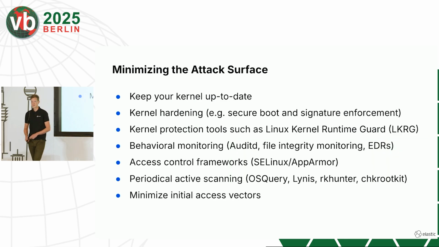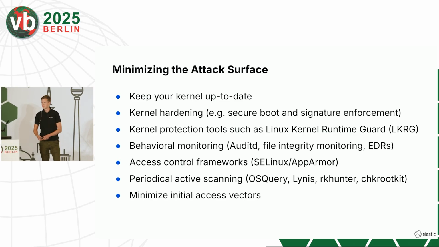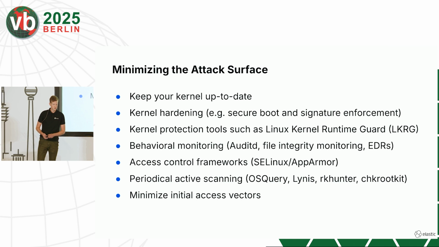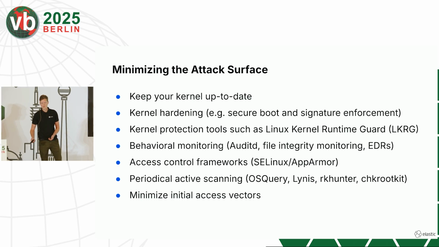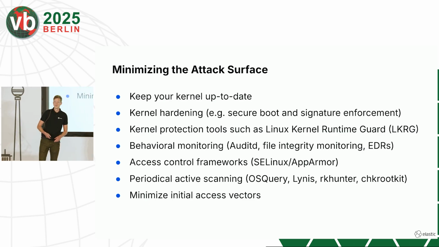And then finally, minimizing attack surface. Let's go through that quickly. So keep your kernel up to date, always nice. Doesn't really secure you, but it's always a good thing to do. Kernel hardening, implement secure boot and signature enforcement. This will especially help for loadable kernel modules. You can install kernel protection tools like the Linux Kernel Runtime Guard, which will at least show you when certain actions by rootkits are taken. You can do behavioral monitoring with AutoD, file integrity monitoring, implement an EDR. There's access control frameworks that you can use like SELinux and AppArmor. Of course, if you're root, then you can also disable these, but you can still restrict root users via these utilities as well. So that is interesting.